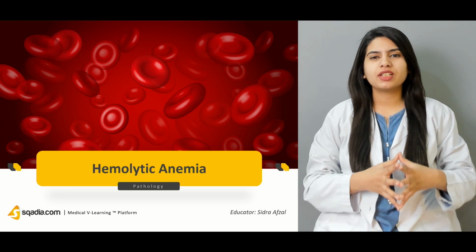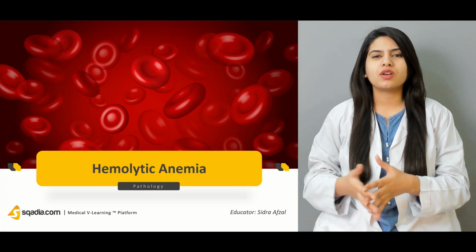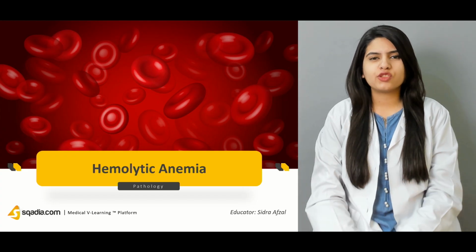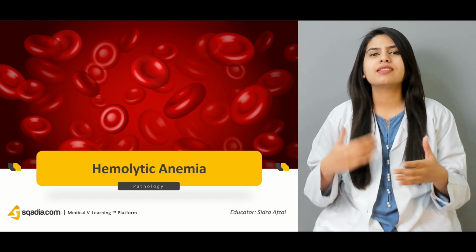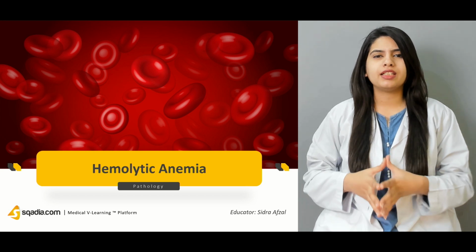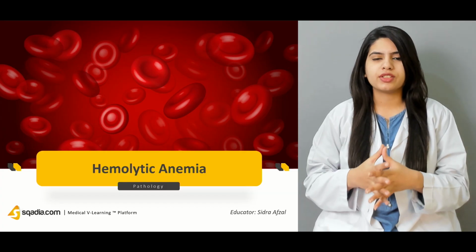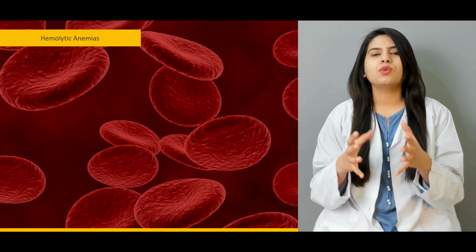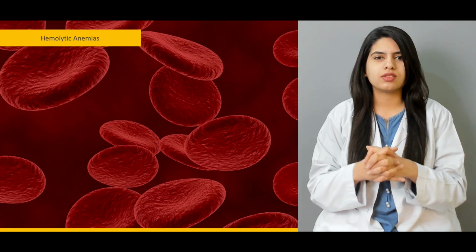Premature elimination of circulatory red blood cells is hemolysis, and this hemolysis causes hemolytic anemia. So in today's lecture, we are going to study hemolytic anemia, and we will discuss in detail the different types of hemolytic anemia, their causes, and their morphological features. So let's start our lecture with defining what hemolytic anemia is and what basically causes it.